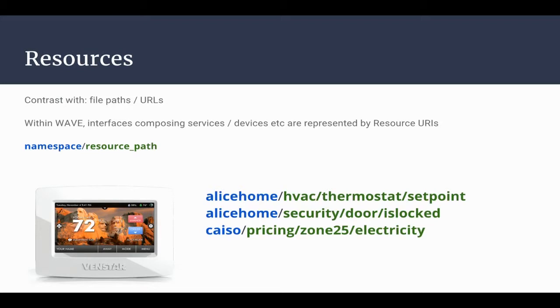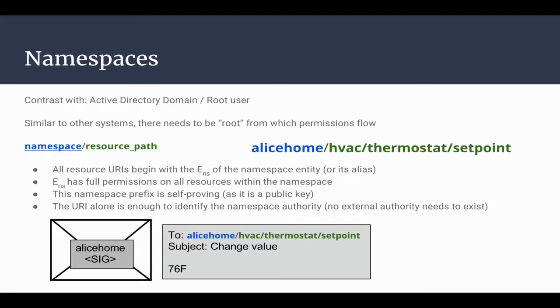Then permissions are granted on resources. So you can contrast this with URLs or file paths in other systems. So within Wave, all of our services are composed of multiple resources. You can see a thermostat may have a resource that allows you to interact with a set point, remotely change the set point. A door lock may allow you to change the state of the lock or read the state of the lock. And there can be read-only resources as well. So your utility, your electric provider, may advertise the current price of electricity or things like that as a resource that people can consume. And these resources are grouped within namespaces.